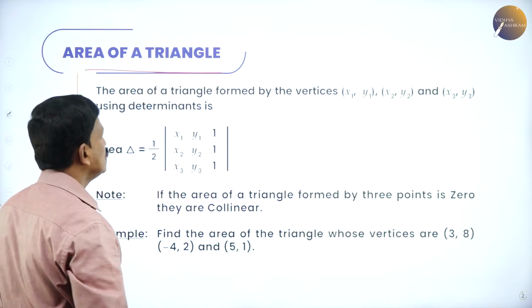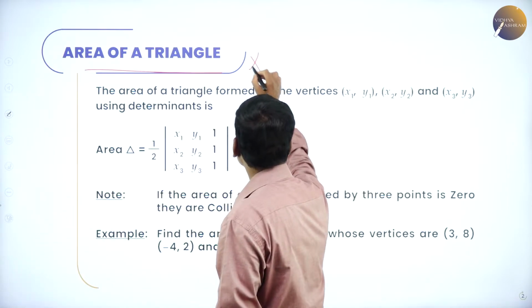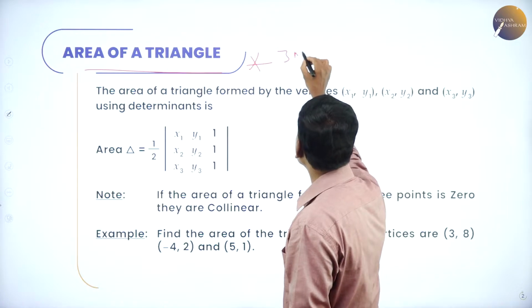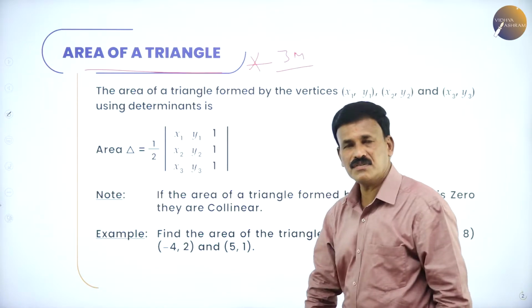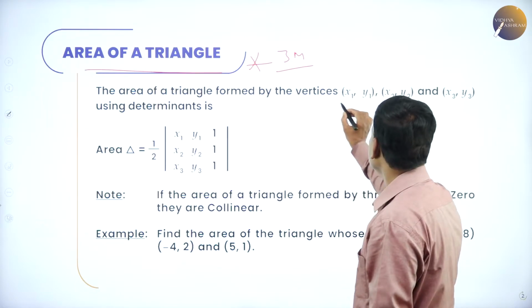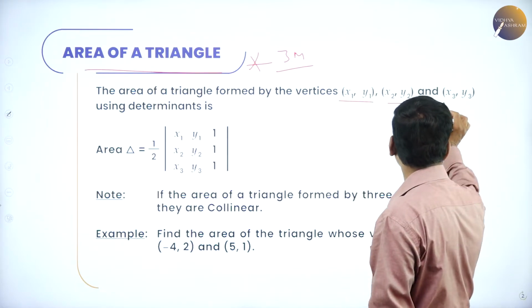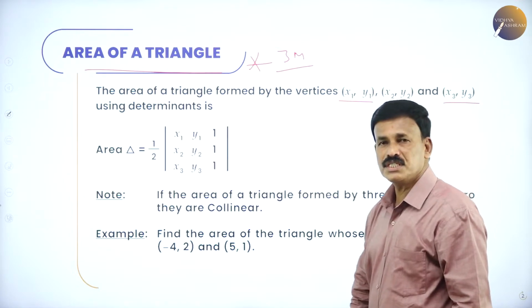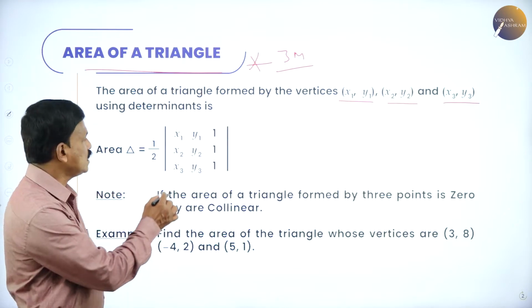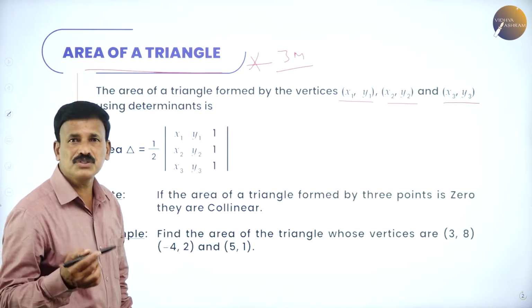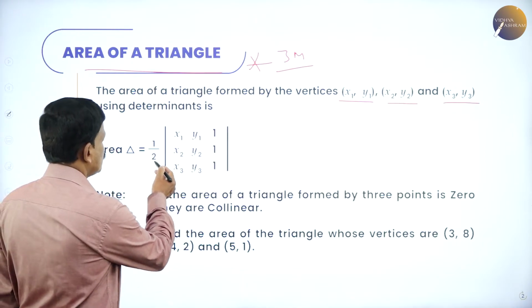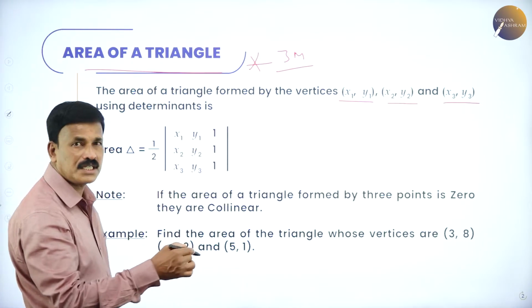Area of a triangle. This is a very important concept. In this, definitely you will get a 1 to 3 marks question. A definite question from this section, and very easy. Now, the area of a triangle formed by the three vertices x1, y1, x2, y2, x3, y3 using determinant is, the formula for area, area of a triangle is in general half into base into height. But here, the formula for this is half into determinant.